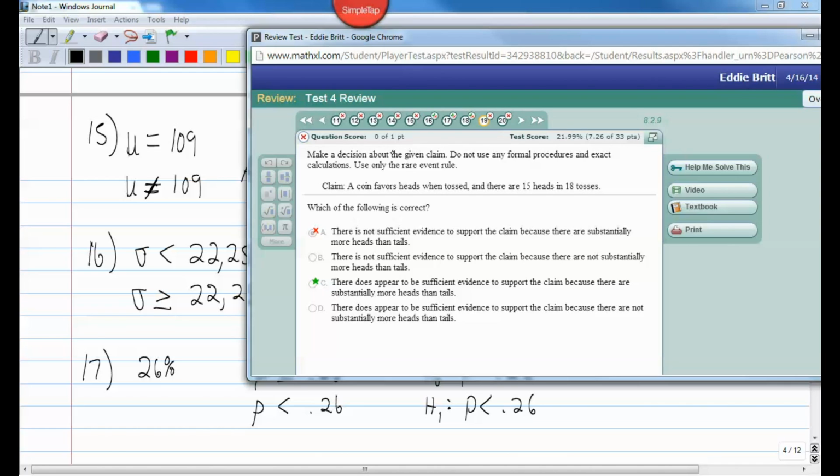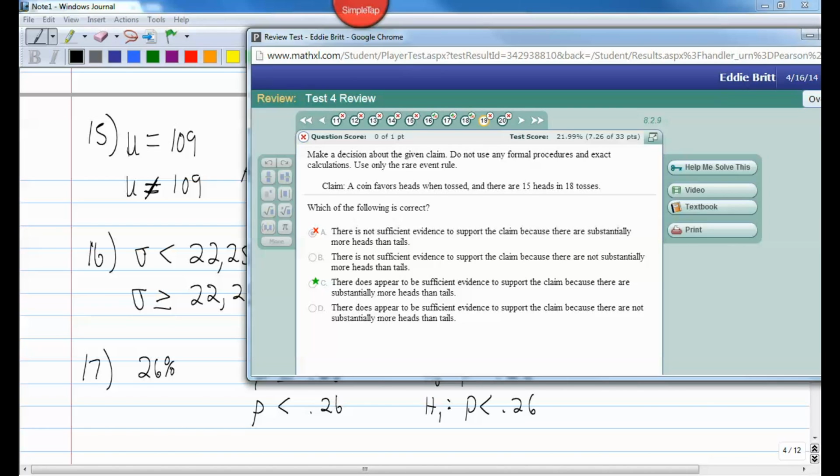All right, make a decision about the given claim. Do not use any formal procedures and exact calculations. Only use the rare event rule. A coin favors heads when tossed. Now, this isn't talking about any coin. This is talking about just a random coin. And there are 15 heads in 18 tosses. Well, think about it. If you flipped a coin and for some reason it came up on heads 15 out of 18 times, using common sense, you would say, whoa, something is wrong with this coin. It's always coming up on heads.